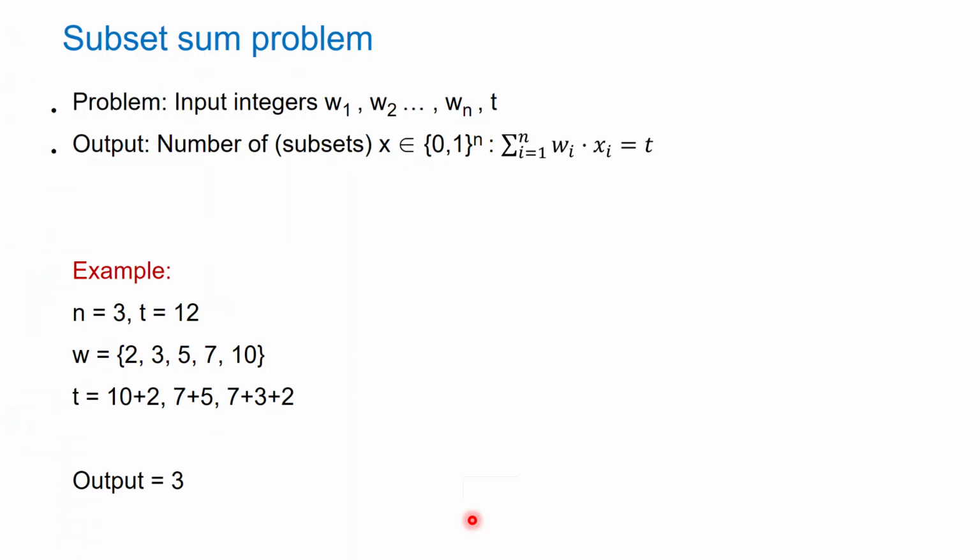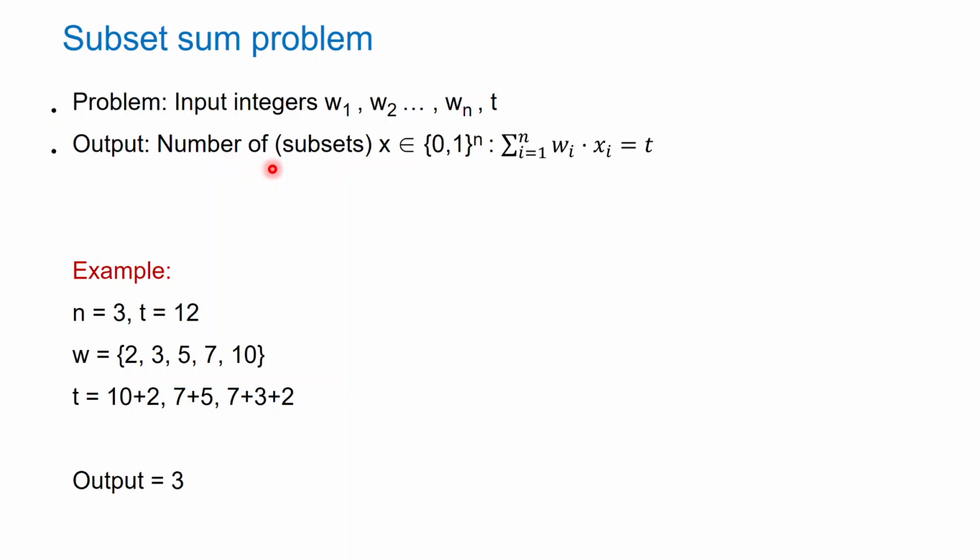Hi, in this video we see another example of a dynamic programming problem, the subset sum problem. The input to the subset sum problem are n integer weights, w1, w2, ..., wn, and a target t. And what you want as output is the number of subsets of the weights that sum to t.